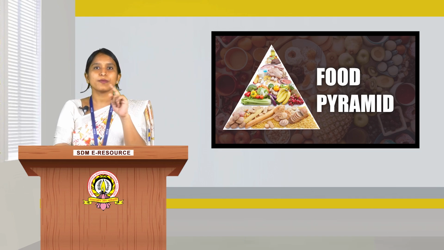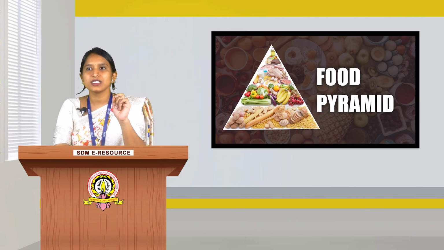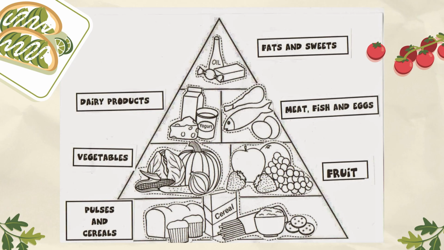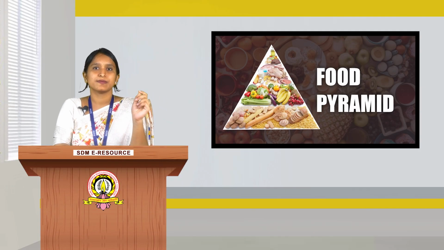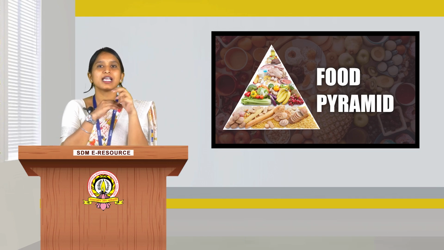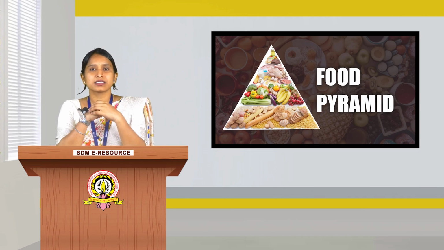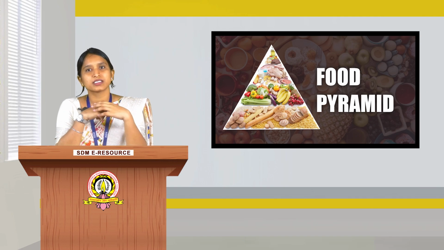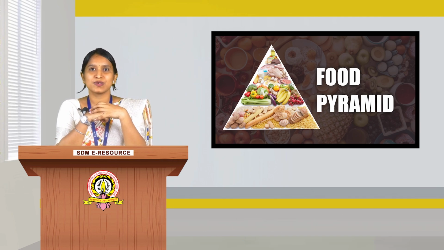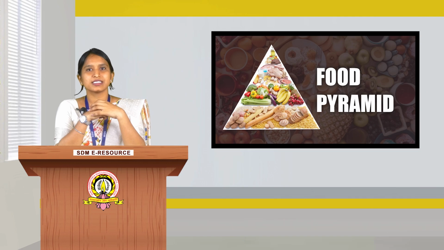At the top of the triangle, we can see another smaller triangle. Can you see that? Yes. It shows that we have to eat these in a very small quantity. Which are those? They are nothing but the fats and the sweets. Okay, students, we got to know that the base is very wide, and we have to consume those in a larger quantity. What are those food products at the base? They are cereals and pulses, right? Yes. What are the cereals then?